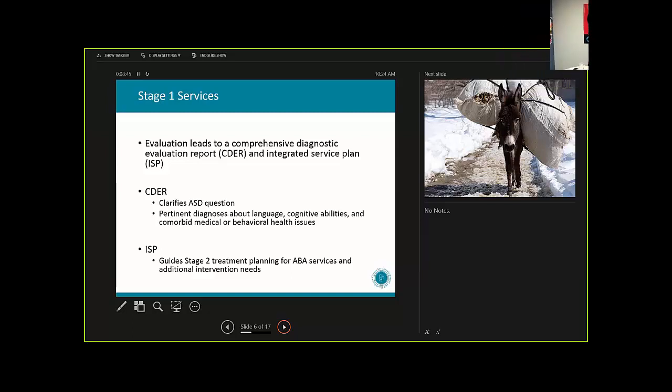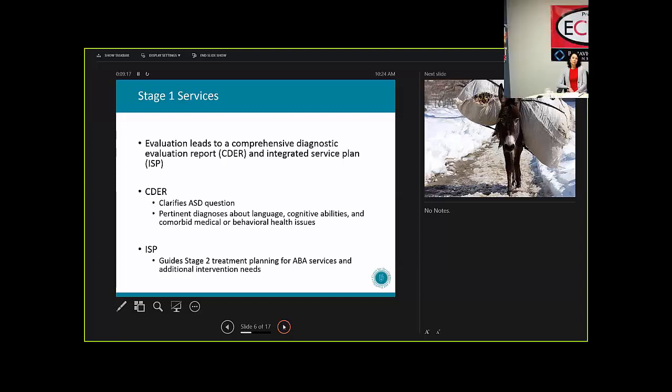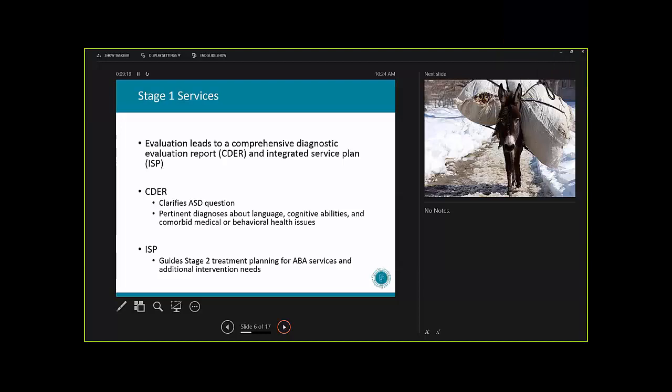After the comprehensive evaluation, after all that information is gathered, a report is written that hopefully clarifies each one of those different areas to provide an understanding of the child in multiple different ways. Part of our guidelines for New Mexico is that we develop what's called an ISP, or an integrated service plan. The integrated service plan is designed to guide stage 2 treatment planning for ABA services, as well as any additional intervention needs.